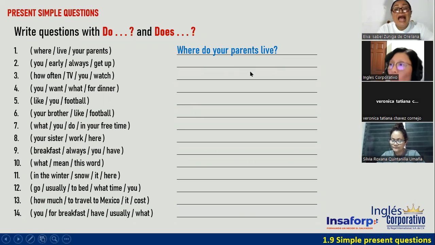I'm confused because the plural of parents. Exactly. And that's the reason why the first thing that we check, right, is the subject. Now here, guys, you can say, where do your parents live? Or you can also say, where do they live? ¿Verdad? And that helps you. Es como la prueba de fuego, ¿verdad?